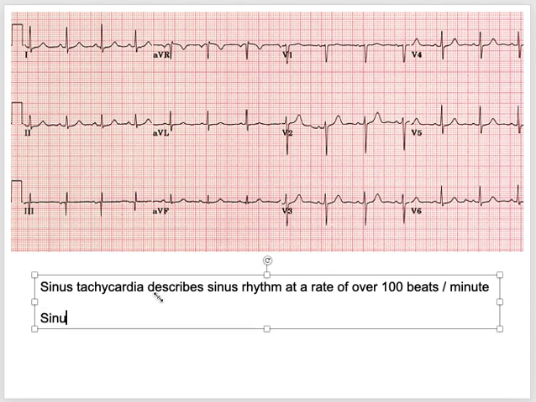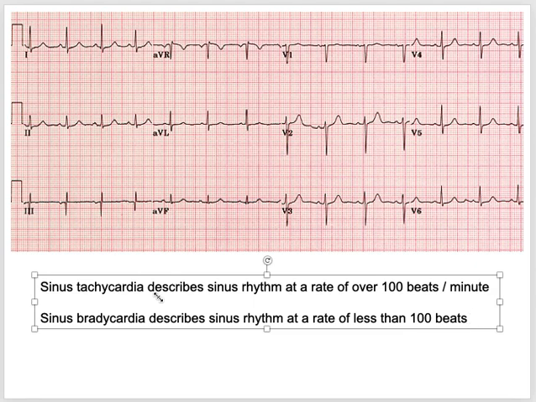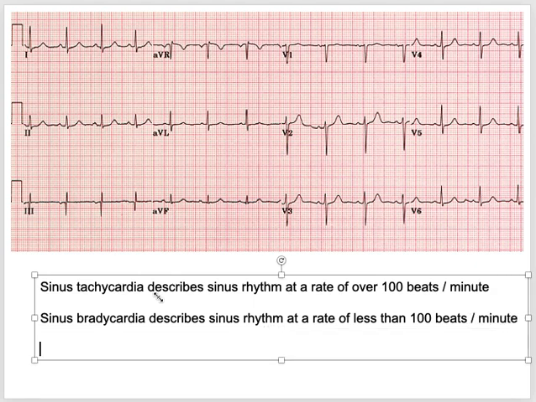Then something called sinus bradycardia. Now see, again I'm using the word sinus, which means the impulse is still arising from the SA node. So in this one, it is a rate of less than 60 beats per minute, right?